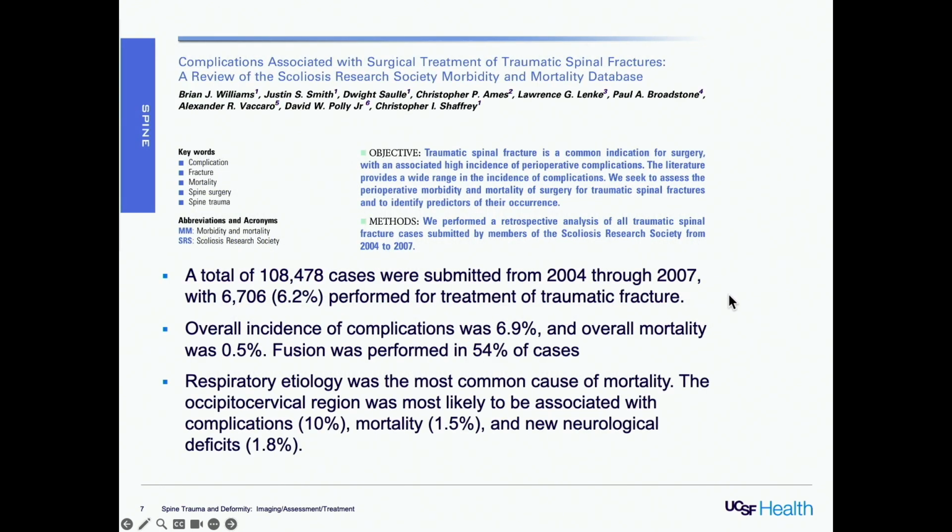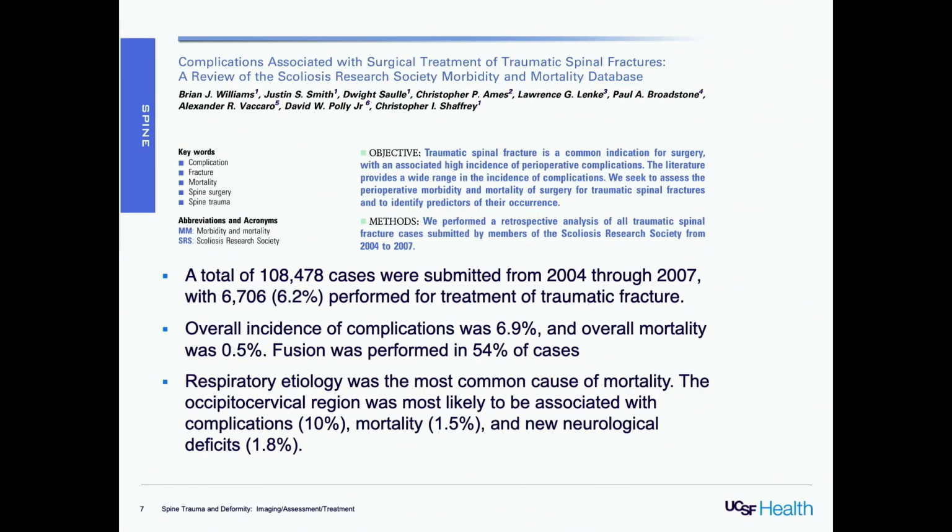So when they looked at it for the SRS, there was about a 6% representation of traumatic injuries in the database. Complication and mortality rates were relatively low, and it was interesting, fusion wasn't performed in all cases based on the data. The most common complications for mortality were related to respiratory, and we'll go over some of those cases.